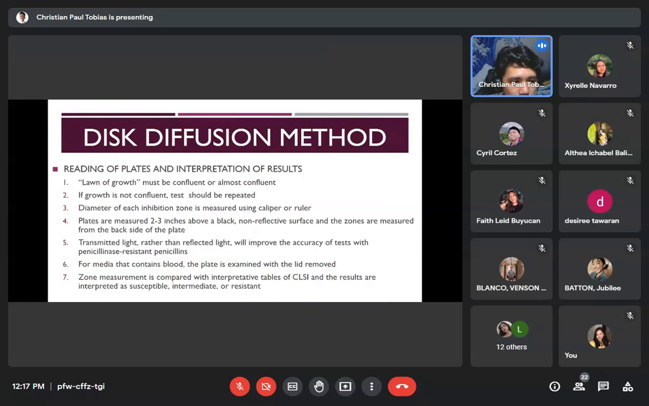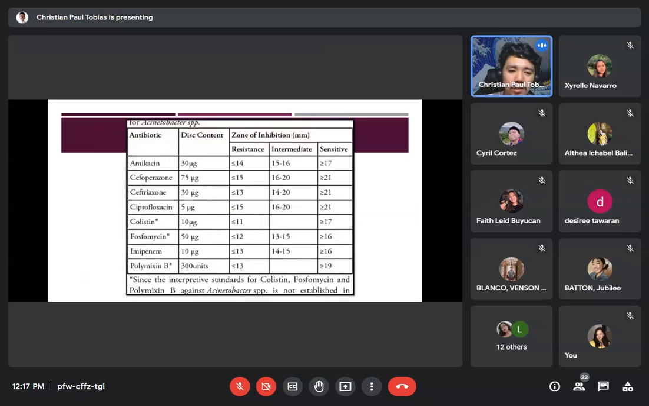And zone measurement is compared with interpretative tables of CLSI. Okay, na-browse nyo ba yung sinend kong CLSI? So, maraming samples doon and the results are interpreted as susceptible, intermediate, or resistant. So, example, let's take your amikacin. Ang resistant niya, less than 14. Ang intermediate, 15 to 16. Ang sensitive is 17.